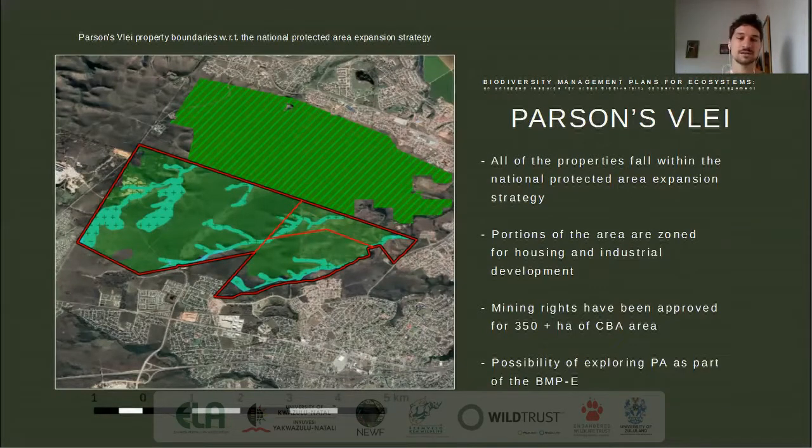However, it's largely owned by private stakeholders that intend to mine as well as develop housing and infrastructure in the area. But because of the National Protected Area Expansion Strategy, the Parsons Vlei does seem to offer the potential for biodiversity stewardship and to have part of the BMP-E declared as a protected environment.